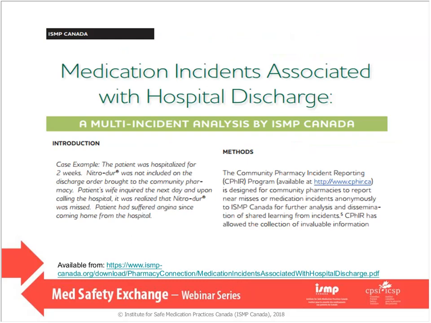Now that we've established what an MIA is and what is involved, let's go back to the qualitative analysis on medication incidents associated with hospital discharges, as I mentioned before. Now, this was in the form of an MIA using exclusively community pharmacy incident data, i.e. medication incidents reported by community pharmacies. I've included the URL to this MIA publication on the bottom of the slide for your reference, for those who are interested in learning more about this particular analysis that we did.